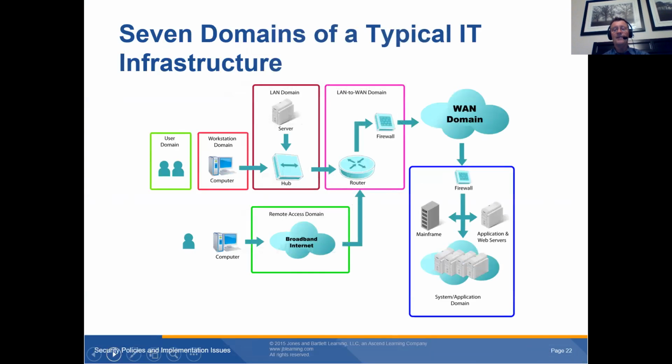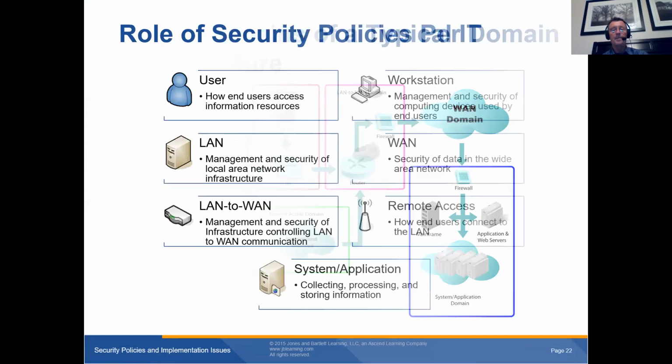So what are our different domains? A domain is kind of a collection of related things. So we have a user domain. We have a workstation domain, which is the PCs that are sitting on the user's desk. We have a LAN domain that they're sharing data across and sharing devices across. We have a LAN to WAN, our wide area network. That's taking us off our local area network and getting us onto the real internet. We have the WAN domain. We have a system application domain, which might have different servers, may have firewalls, may have routers, may have other devices. And then we have the broadband domain, which is kind of our backbone of the internet.